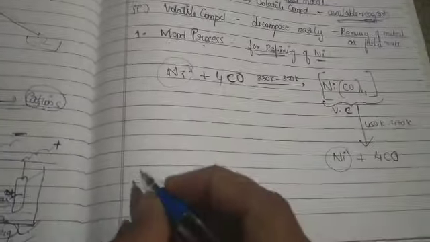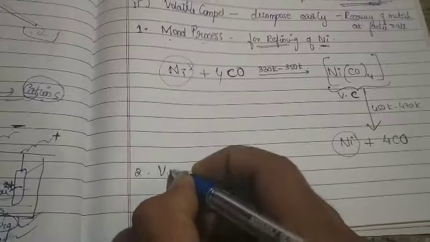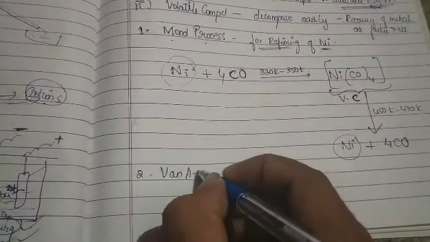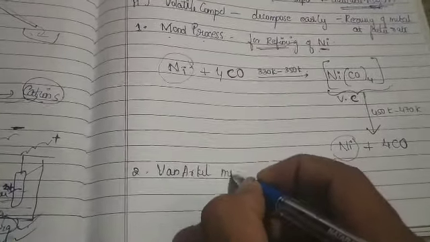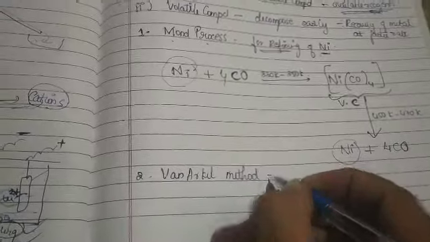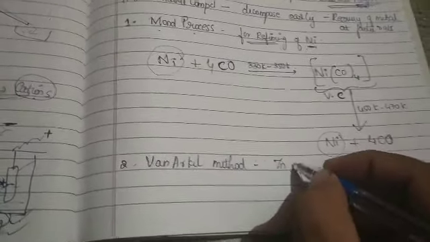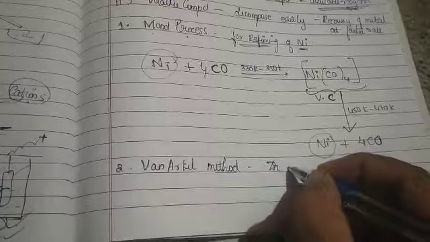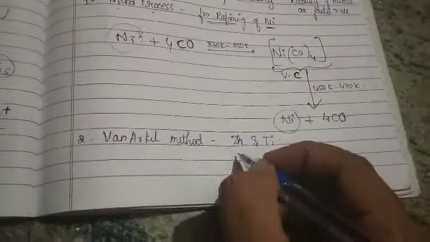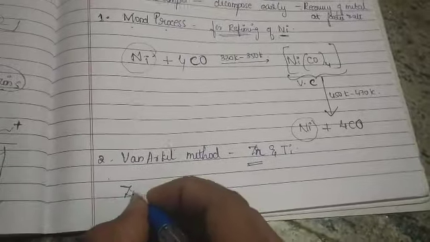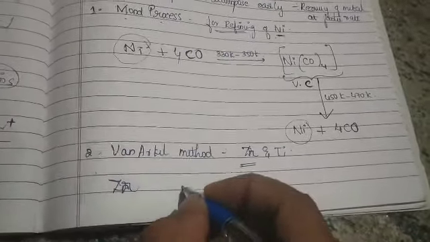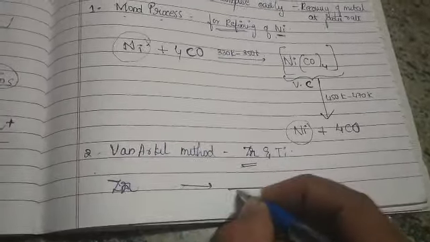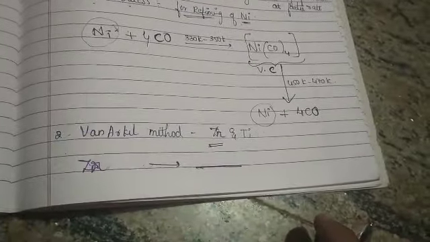Coming to the other part, it is called the Van Arkel method. It is mainly employed for the purification or refining of zirconium and titanium. So of course, here zirconium is your metal. First I have to convert it to a volatile compound. So how are we going to do it?